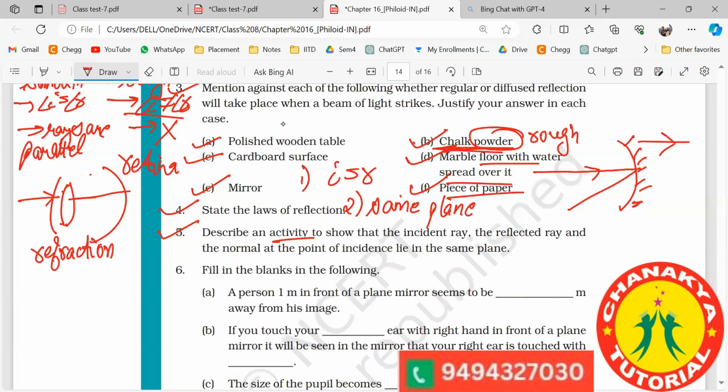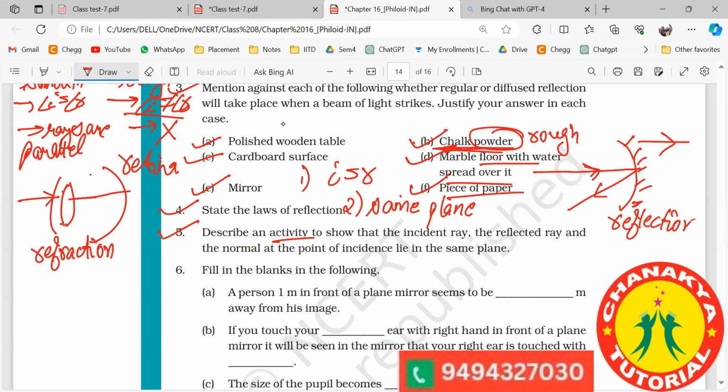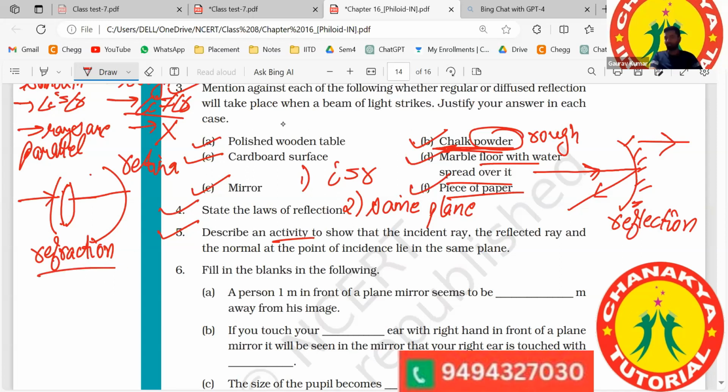And when the light ray does not pass through and goes back into the same medium, what is the difference between reflection and refraction? The light ray which comes out in the same medium is known as reflection. Whereas when the light ray travels to a different medium, from one medium to another medium, that is refraction.